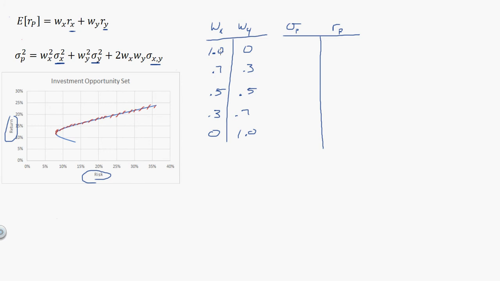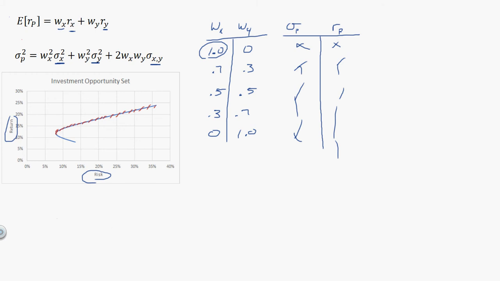But basically what I do is I take this 1, plug it in for Wx, 0, plug it in for Wy. I know return of X, return of Y. I find the point right there. I take the 1 for Wx and the 0 for Wy. I know the variance of X, Y. I know the covariance. I find this plot. So I find all those points, and then I just graph them. So that's getting the graph.